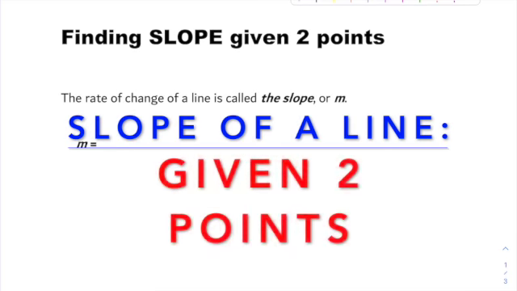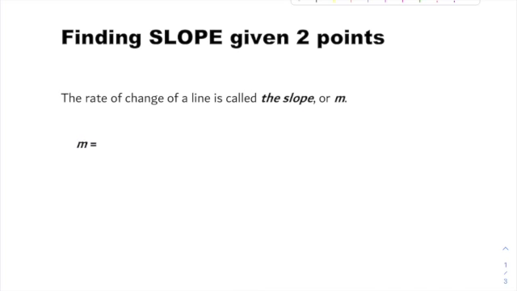Murray's Mathland. Today we are talking about the classic slope. And specifically this video is finding the slope of a line given 2 points. So given two ordered pairs. First of all, what is slope?